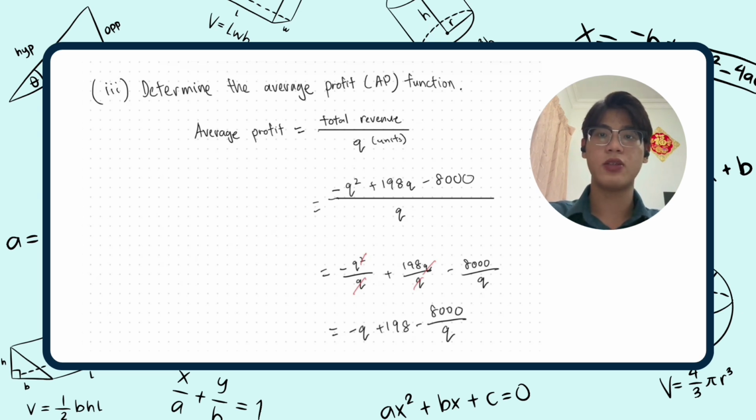The formula is average profit equals total profit divided by Q.